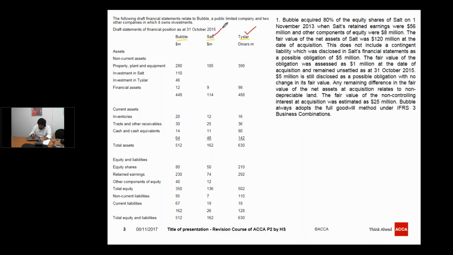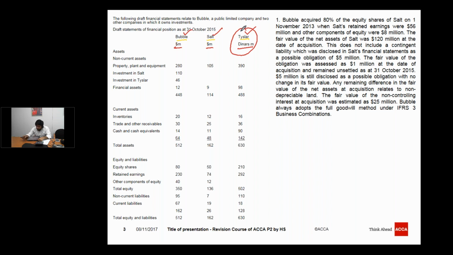So we have 3 companies, but the key point is that the parent company's currency is dollars. The Salt company has a currency of dollars, and at the same time, the Taster company has dinars. So this is one of the most important points that says that it is a consolidation question relating to foreign currency. So the simple balance sheet has been given to you.